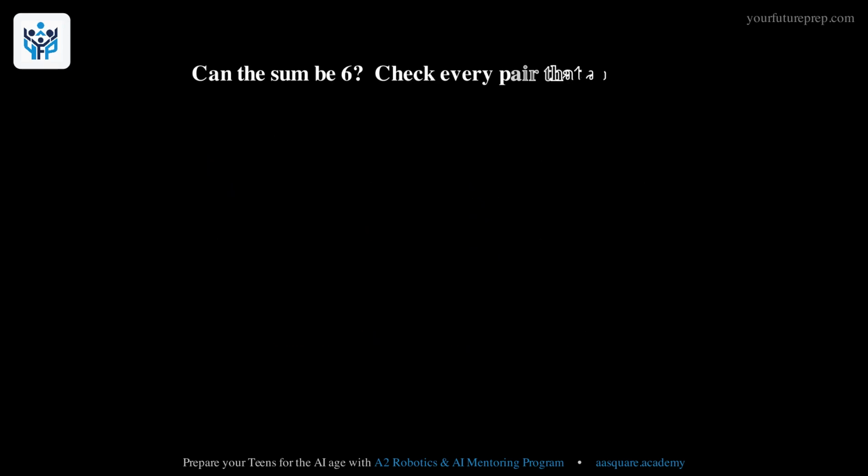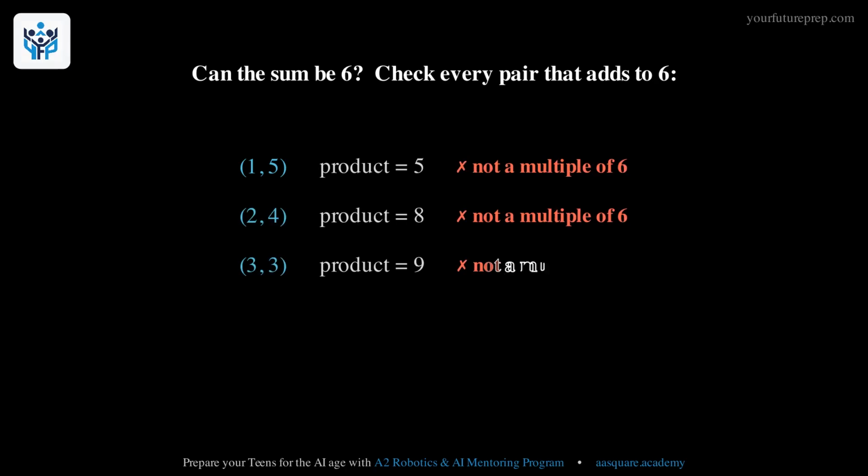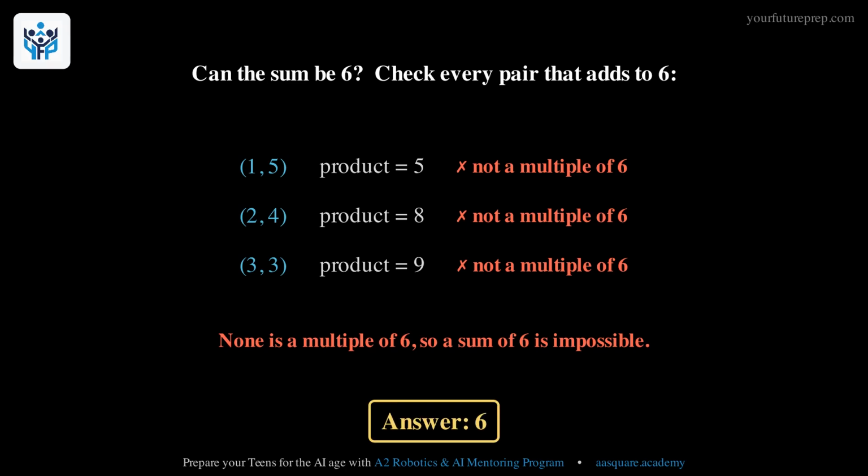Let's double check by looking at every pair that adds up to 6. 1 and 5 has product 5. 2 and 4 has product 8. 3 and 3 has product 9. None of these products is a multiple of 6. So a sum of 6 is impossible. Therefore the sum that cannot happen is 6. The answer is 6.